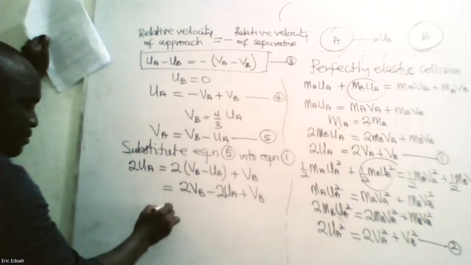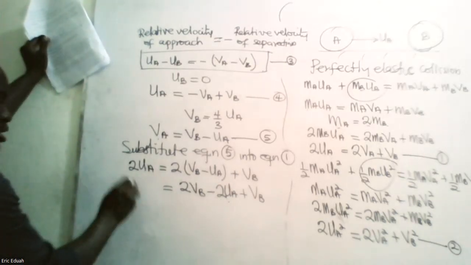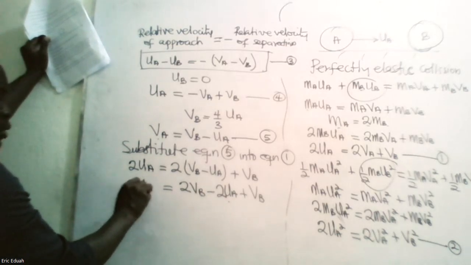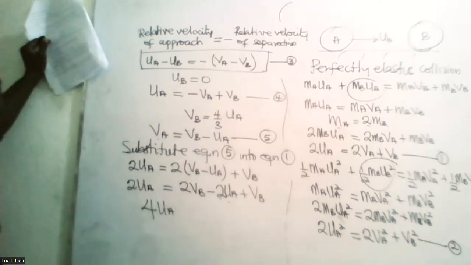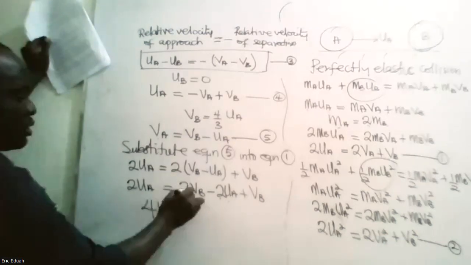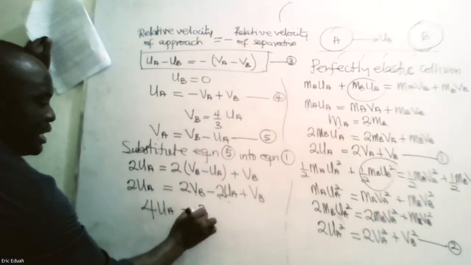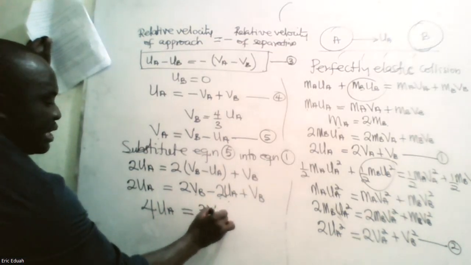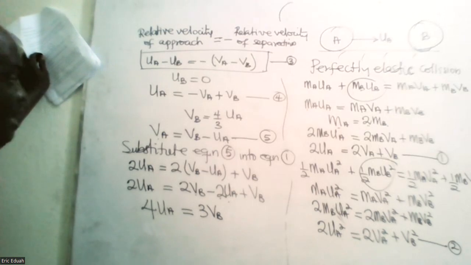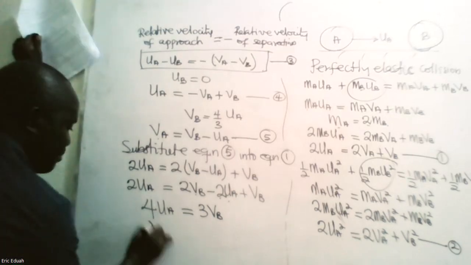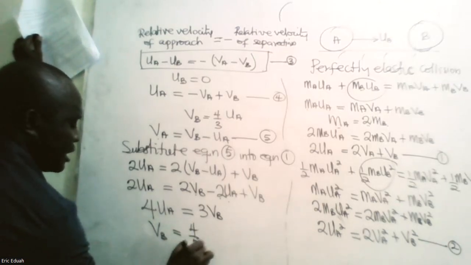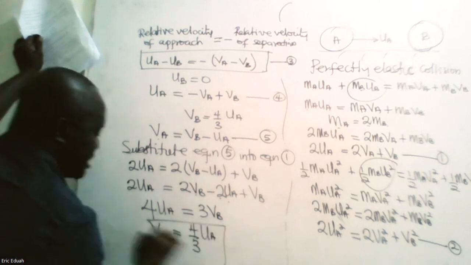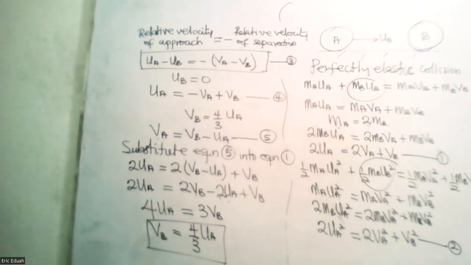Okay. Let's group like terms. UA to the other side of the equation. So we have 4 UA. When we send this to the other side, 4 UA is equal to 2 VB plus VB, 3 VB. Now the outlook is clear. So VB therefore is equal to, when we divide through by 3, 4 on 3 times UA. And this is the proving required of us.